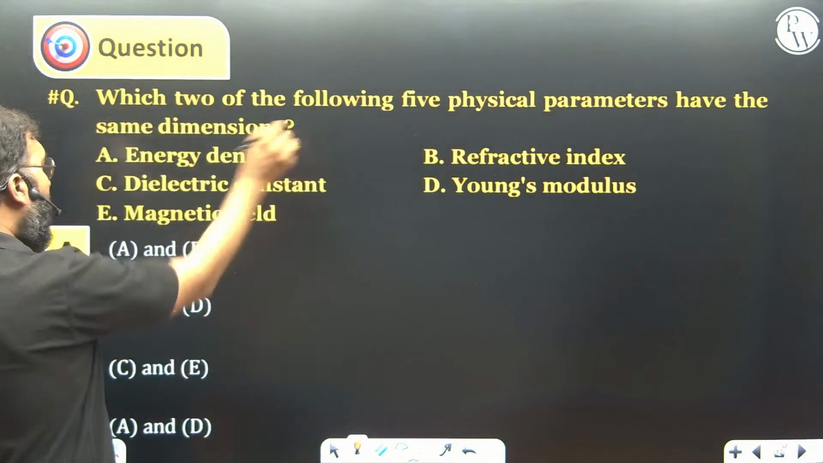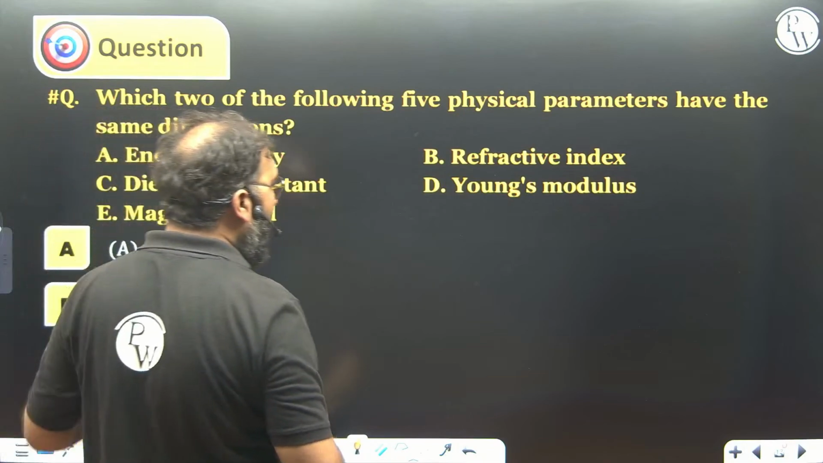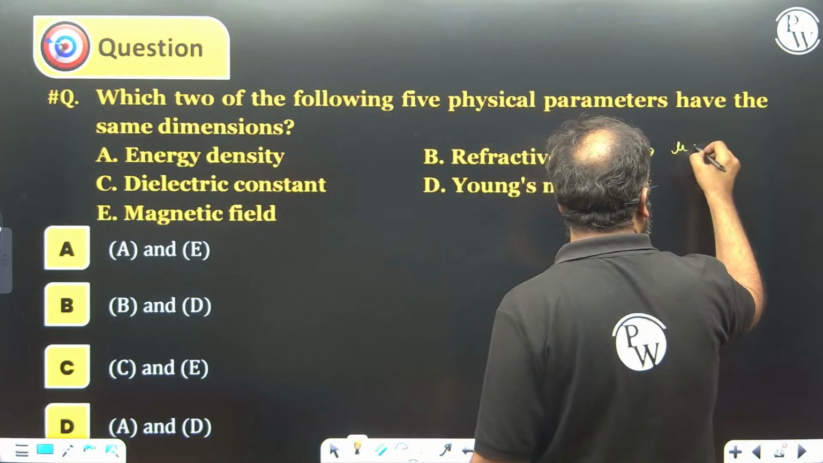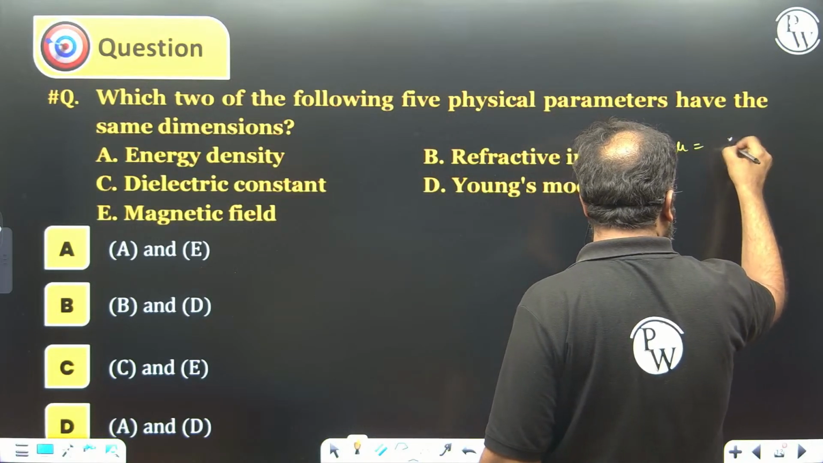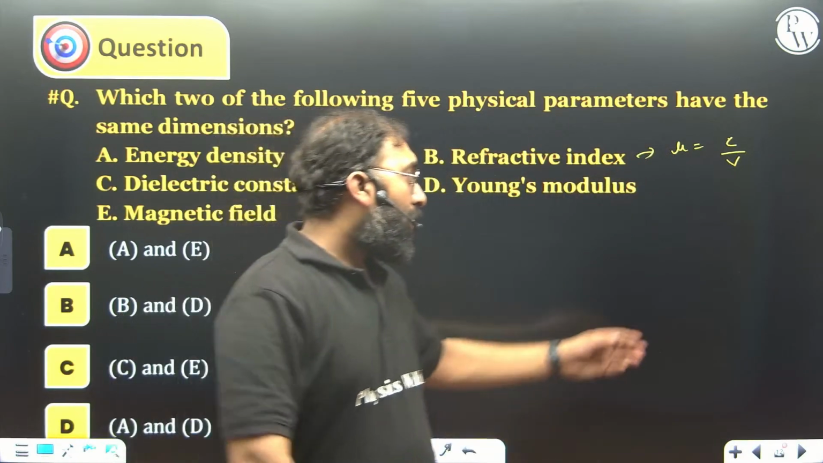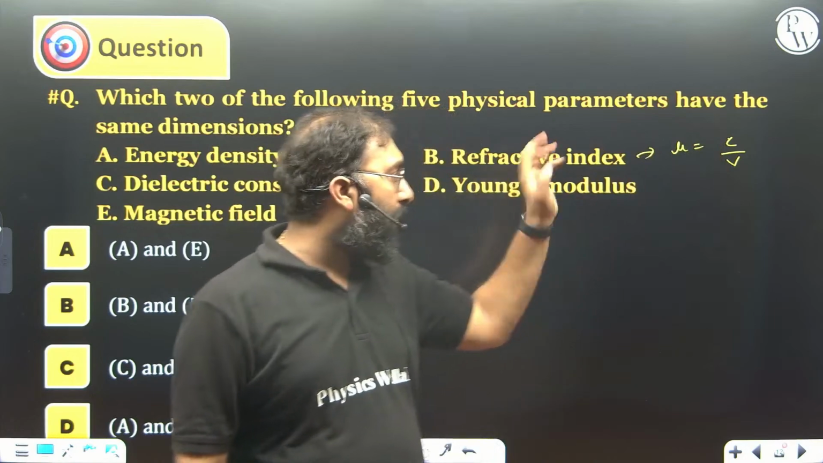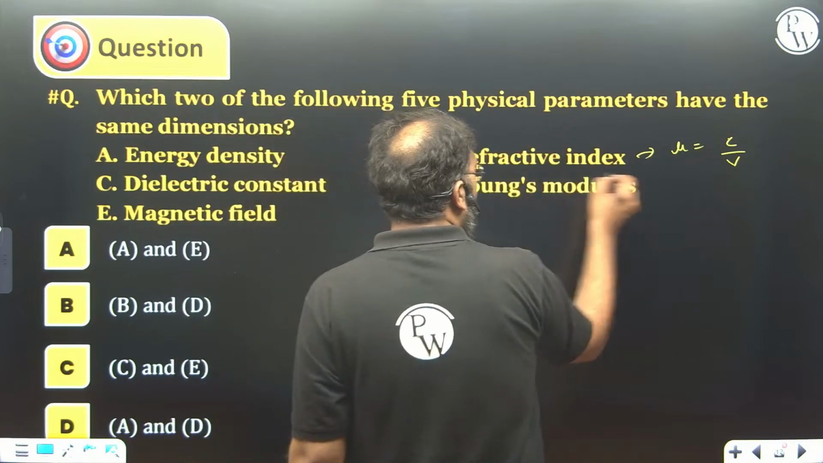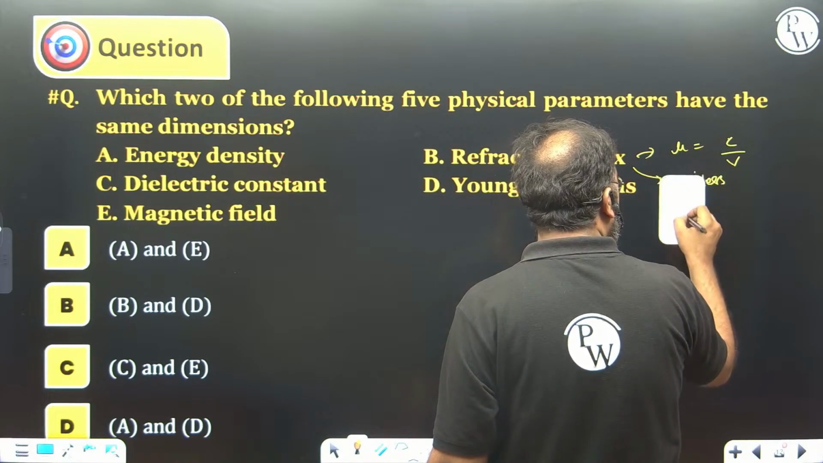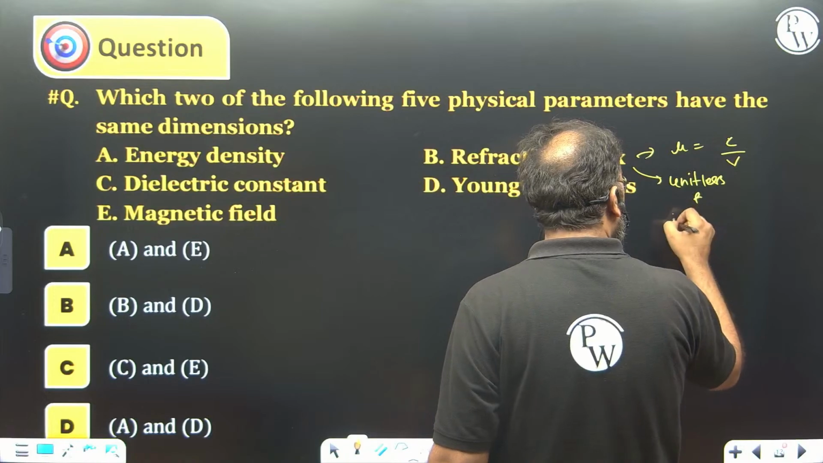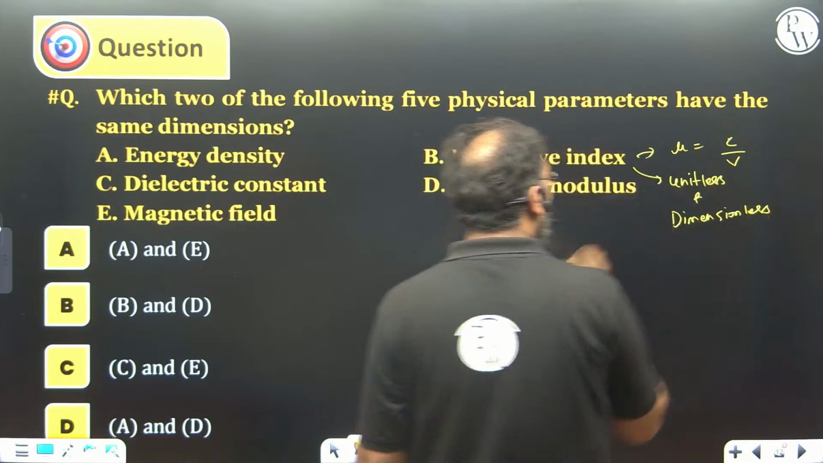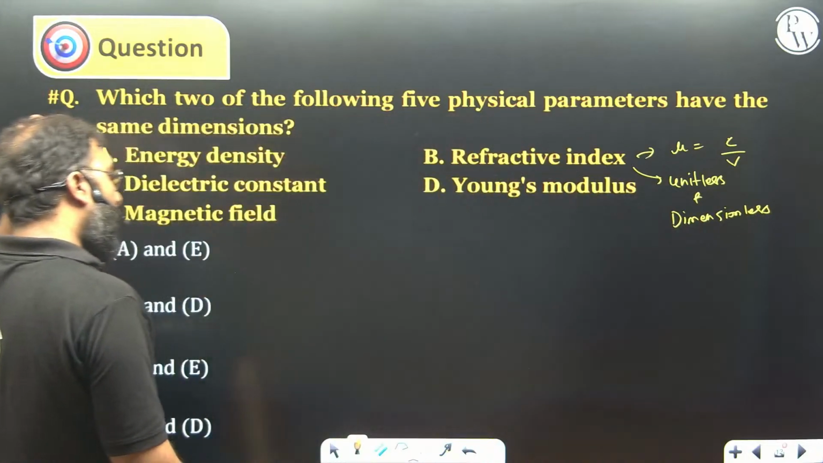So when I'm looking here, energy density, so that I'll write down refractive index. Refractive index mu is what? It is defined as the speed of light in air divided by speed of light in medium. So this is the ratio of two similar quantities. So it is unitless and dimensionless. So now we have already written for B.